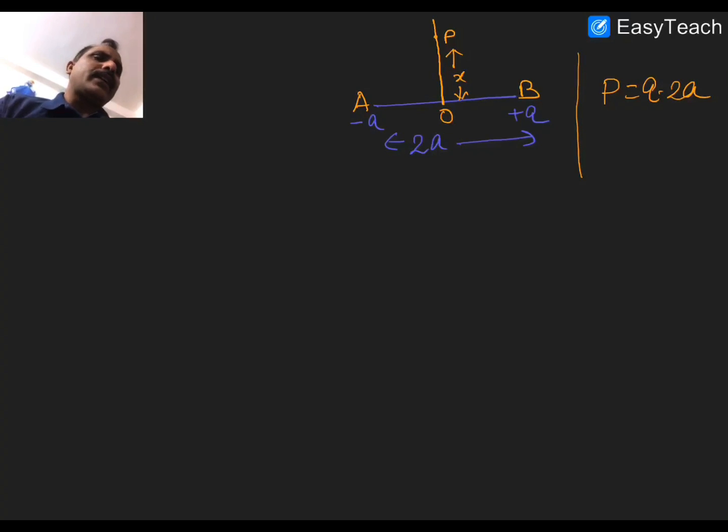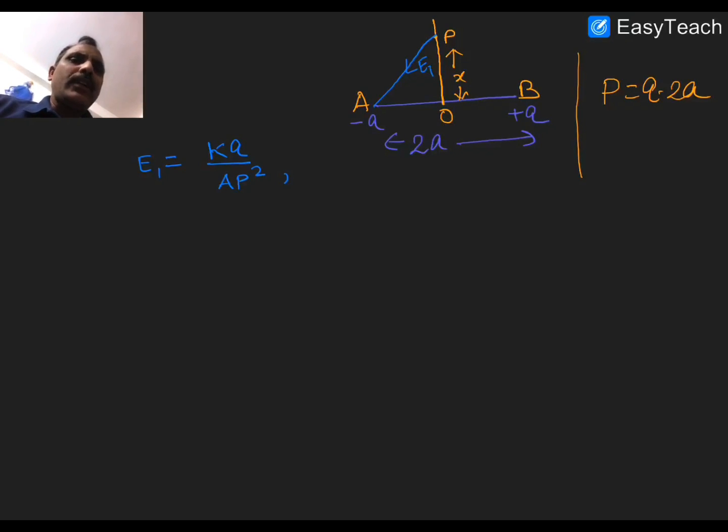As we know, the electric dipole moment p is equal to q into 2a. The electric field at point P due to the negative charge, suppose it is E1, is directed towards the charge, and the value of E1 is equal to kq upon AP square. AP is the distance from the charge, AP square.